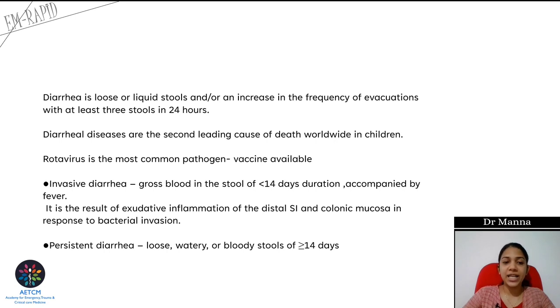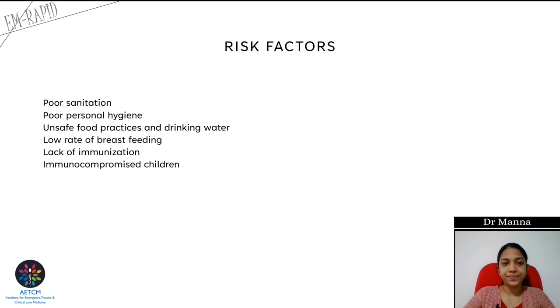Some other terms are invasive diarrhea and persistent diarrhea. So what is invasive diarrhea? Invasive diarrhea means gross blood in stools, lasting less than 14 days, and it might be accompanied by fever. It is because of exudative inflammation of the distal small intestine and the colonic mucosa in response to bacterial invasion. And what is persistent diarrhea? Persistent diarrhea means loose stools, either mixed with blood or just loose stools, lasting more than 14 days.